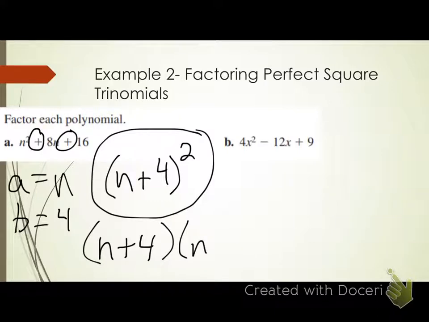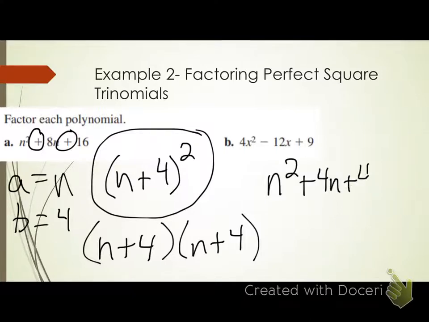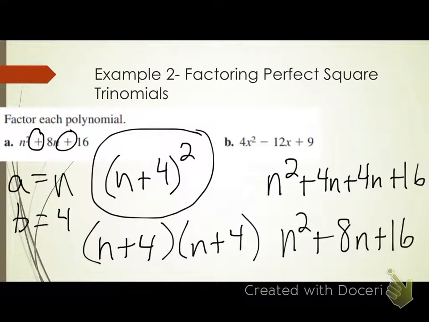And I can always check my work. If I rewrote n plus 4 squared, it would be n plus 4 times n plus 4. Foiling that out gives me n squared plus 4n plus 4n plus 16, which becomes n squared plus 8n plus 16.